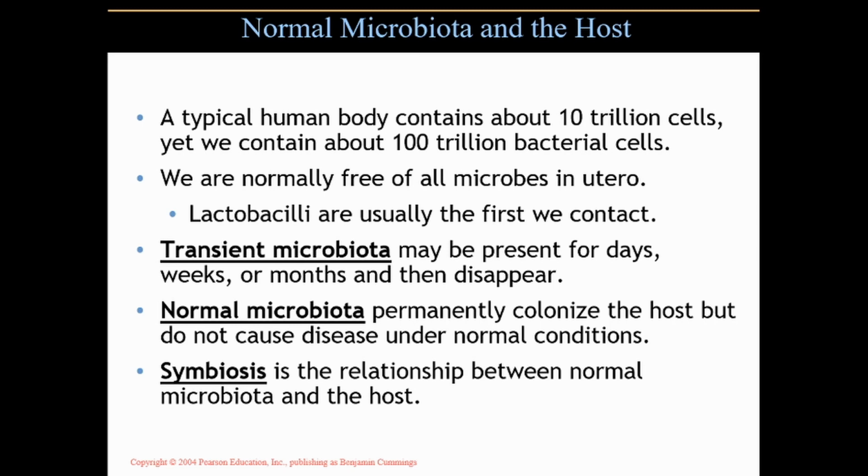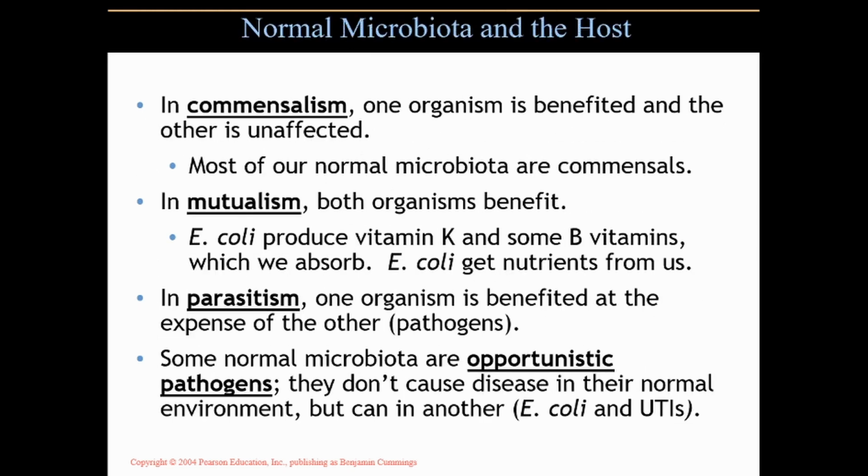And symbiosis is a relationship between normal microbiota and the host. And so symbiosis can be seen in three different ways, which we'll be looking at. So symbiosis is just organisms living together. They're in a symbiotic relationship in some way. Commensalism, one organism is benefited and the other is unaffected. And so most of our normal microbiota are commensals, meaning they benefit and we are neither harmed nor helped, at least directly.